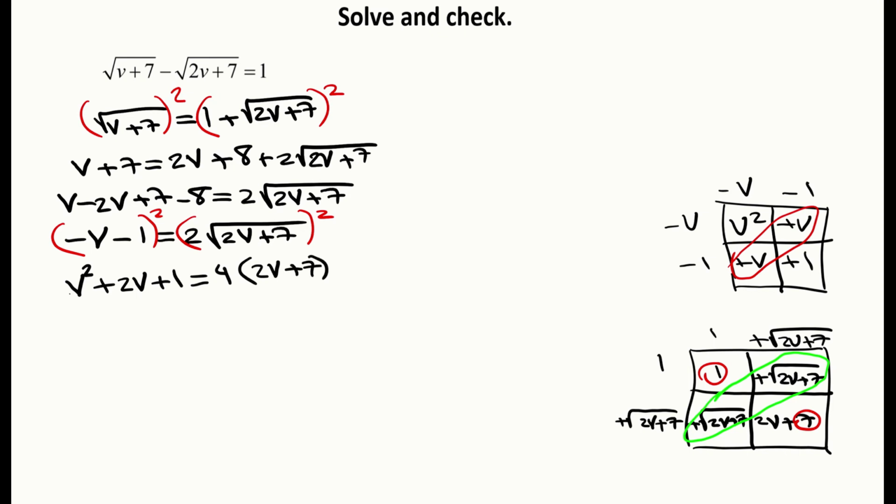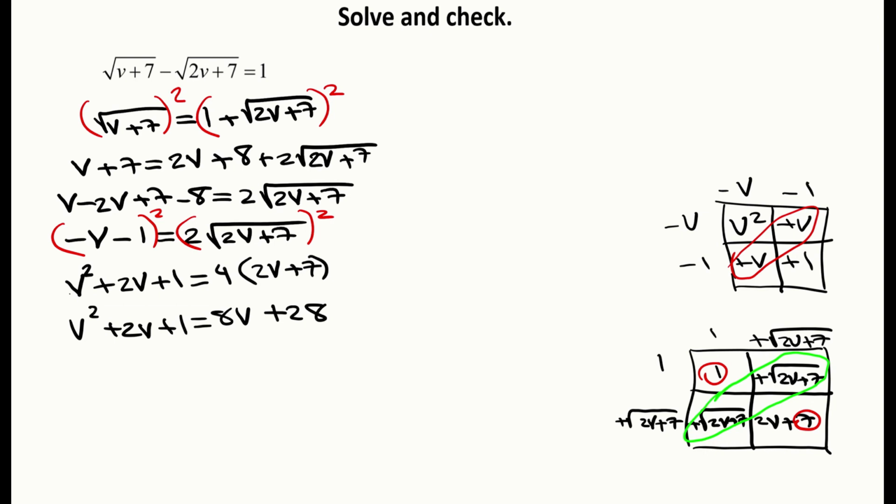So just so you know, sometimes what we can do is multiply both sides by negative 1, so this becomes v plus 1, and we just end up with a negative on the 2, which some people find easier to work with, but I like you to be comfortable with negatives. That's why I went ahead and handled it with negatives. So we get v squared plus 2v plus 1 equals 8v plus 28.